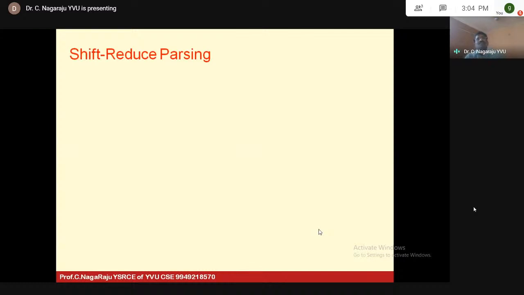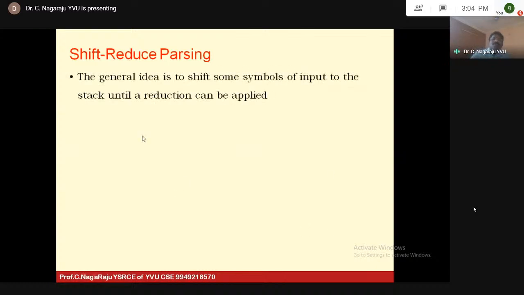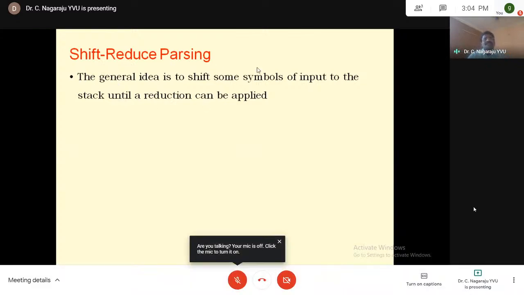For bottom-up parsing we use shift-reduce parsing. The shift-reduce process means we can shift and we can reduce. The first is the shift operation. The general idea is to shift some symbols of input to the stack until a reduction can be applied.